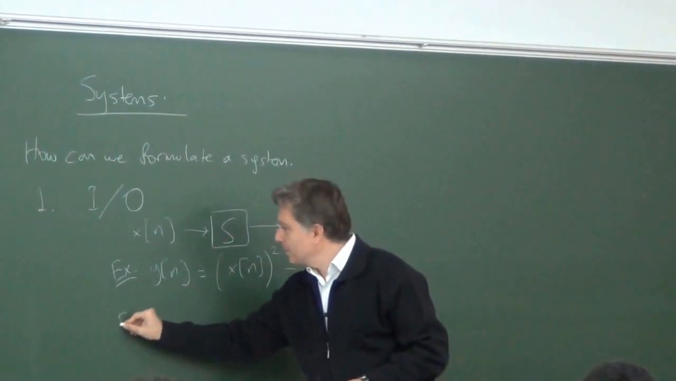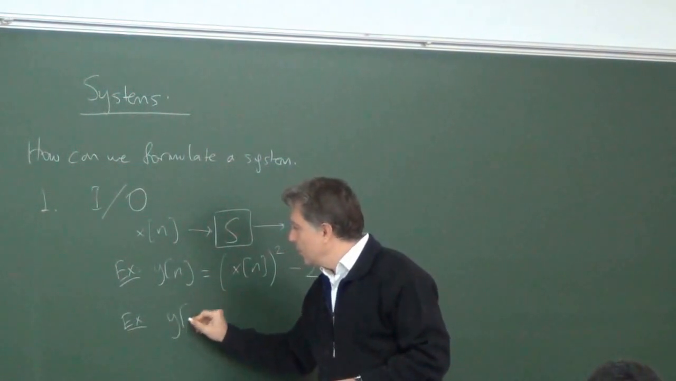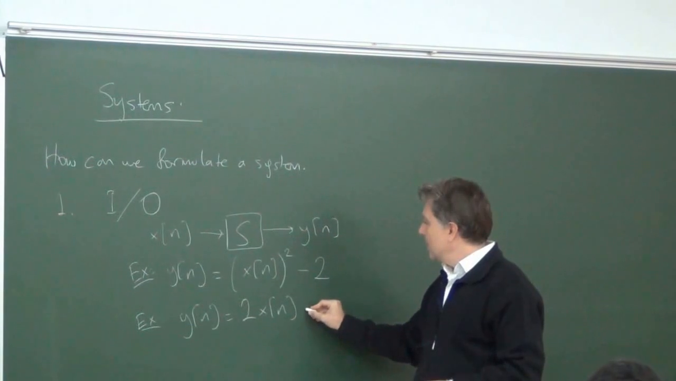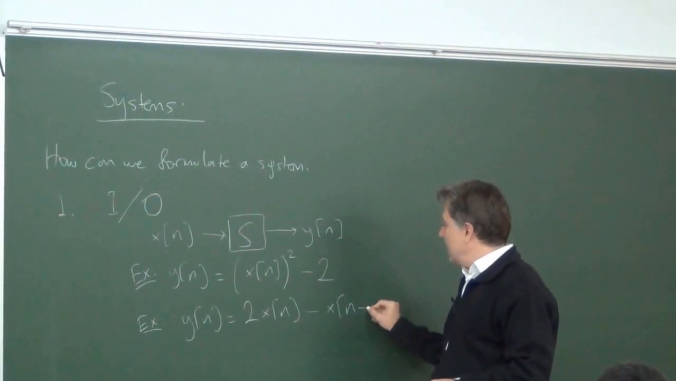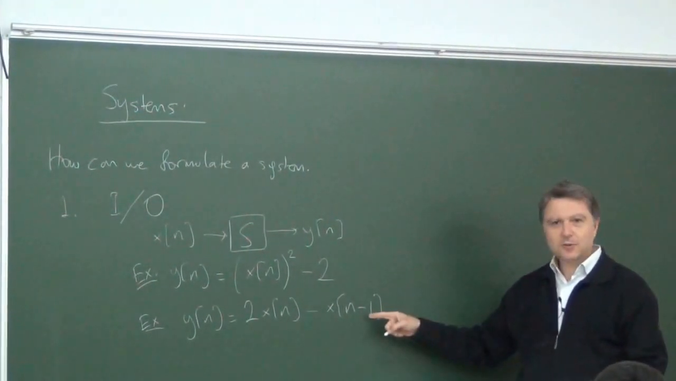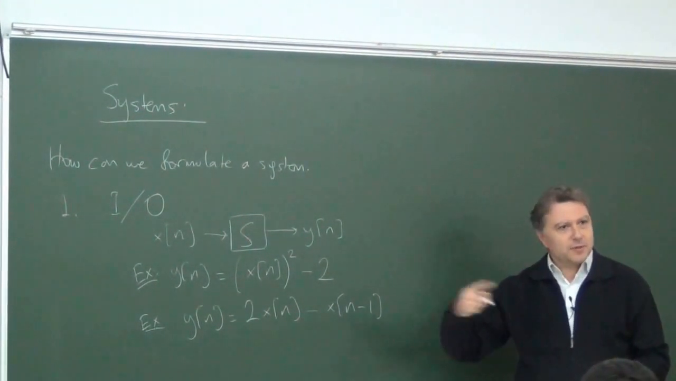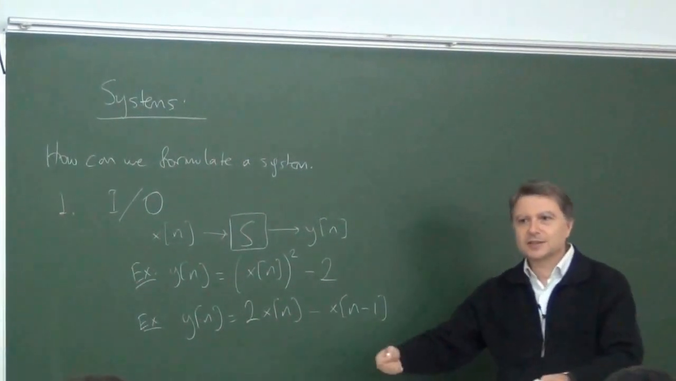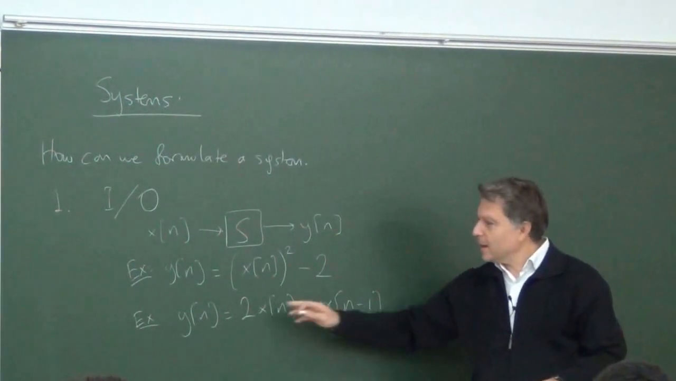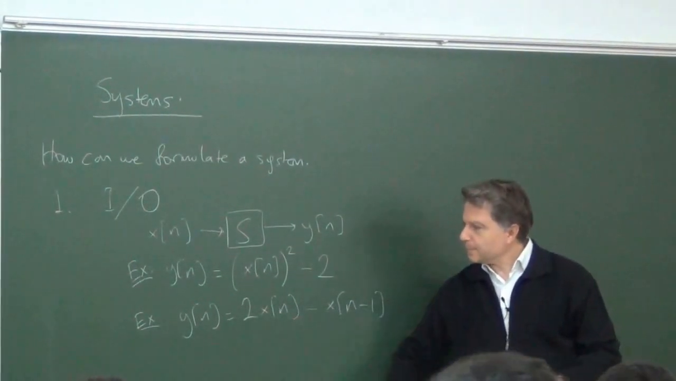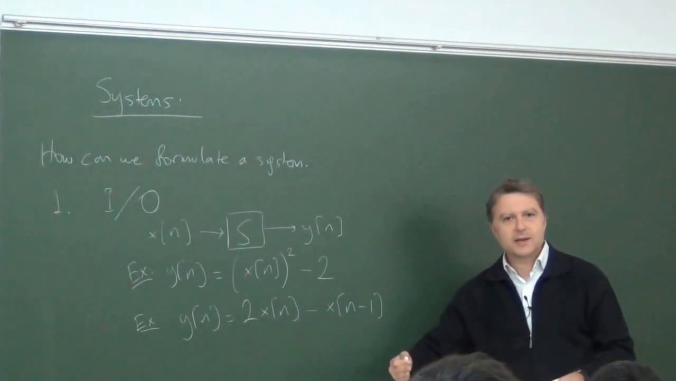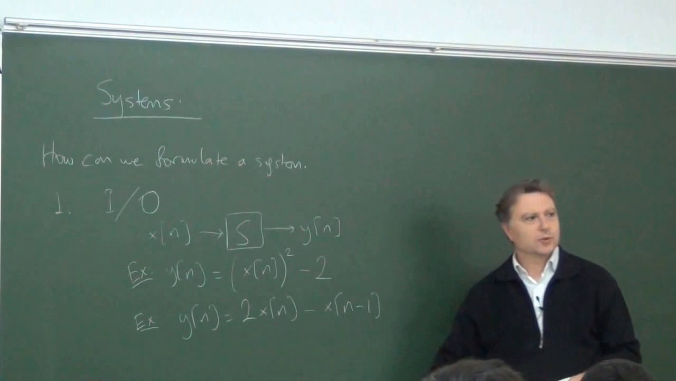Or y of n is equal to 2 times x of n minus x of n minus 1. Now what's that? What is x of n minus 1? It's the previous sample. So the input is constantly coming. It's continuously coming for different n's. And the output is always produced as twice of the current input minus the past input.